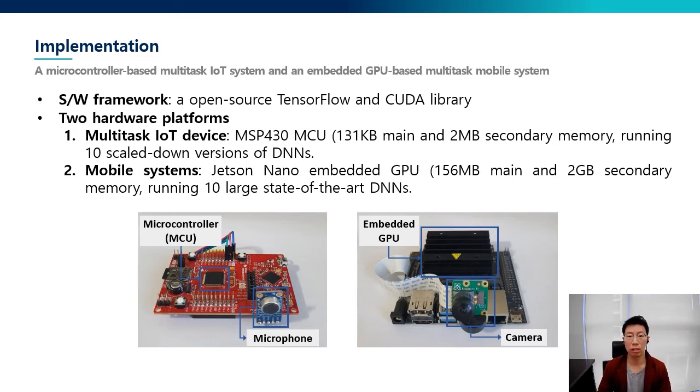The multitask IoT system is the MSP430 microcontroller using 131 KB of internal FRAM as main memory and 2 MB of flash disk as the secondary memory. And then for the multitask mobile systems, we used Jetson Nano embedded GPU system using 156 MB of GPU RAM as main memory and 2 GB of eMMC as the secondary memory.